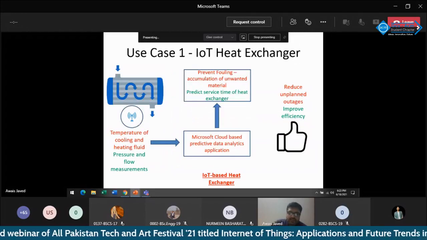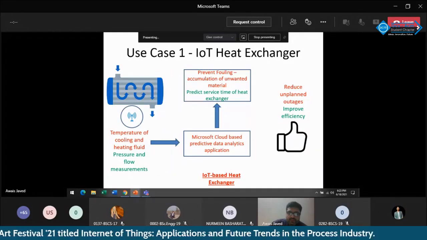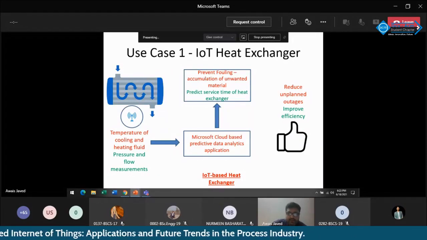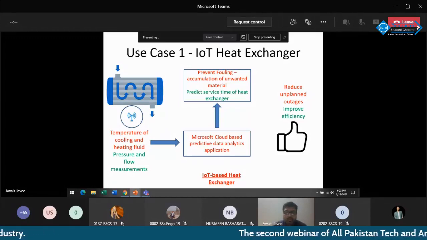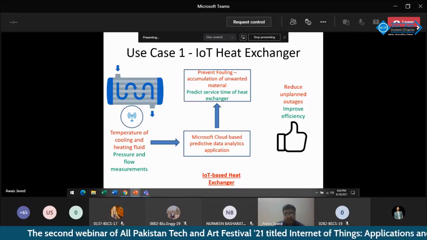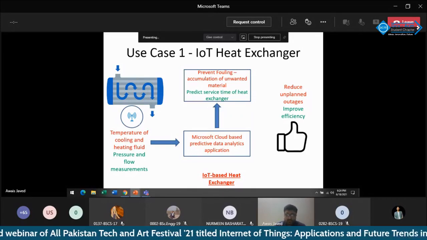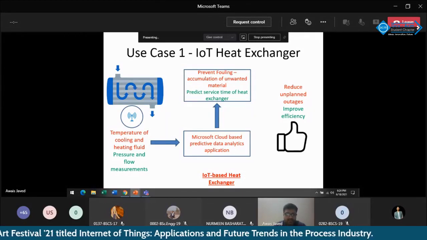So next, I'll share two use cases of IoT, and these are specific to the process industry. The first use case is an IoT-based heat exchanger. So basically, what is a heat exchanger? A heat exchanger is a device that can exchange or transfer heat from one fluid to another.